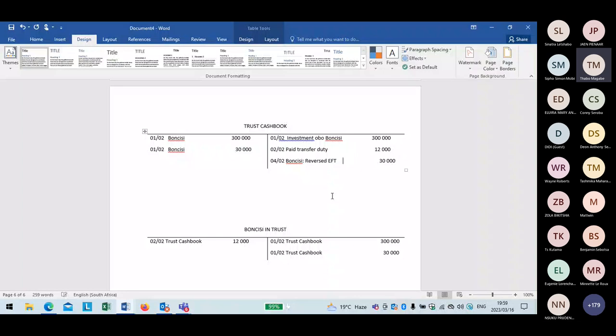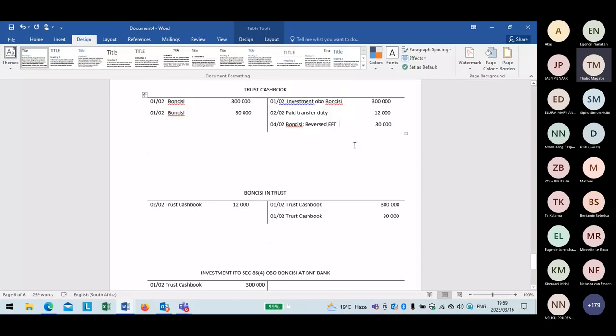Prof, do we not use the supplementary trust cash book? We're not there yet. We're dealing with our books. So this money was later paid in cash. How do we deal with that? No, we're still going there, sir. We are not there yet. We're still on the 4th, and when we are on the 4th, we don't know what's happening on the 5th. So we're dealing with transactions of the day.